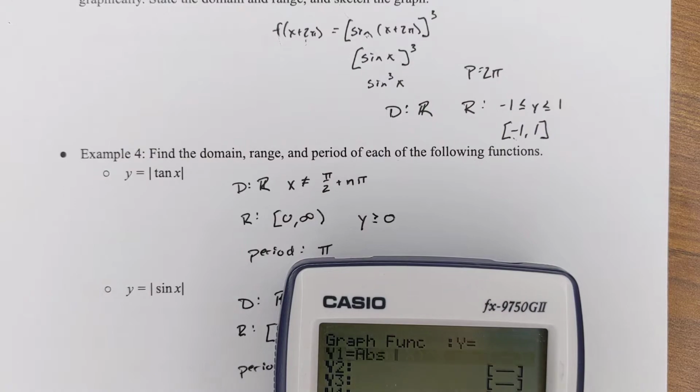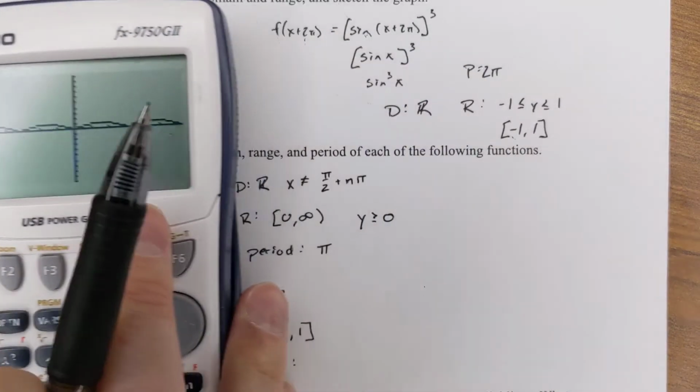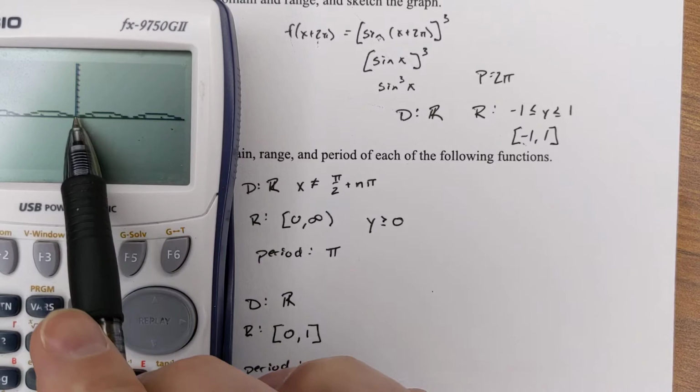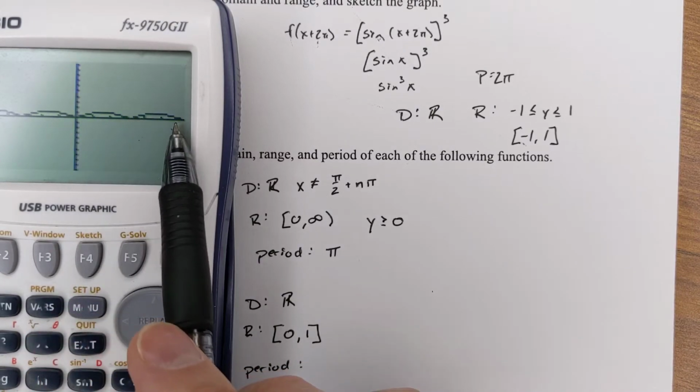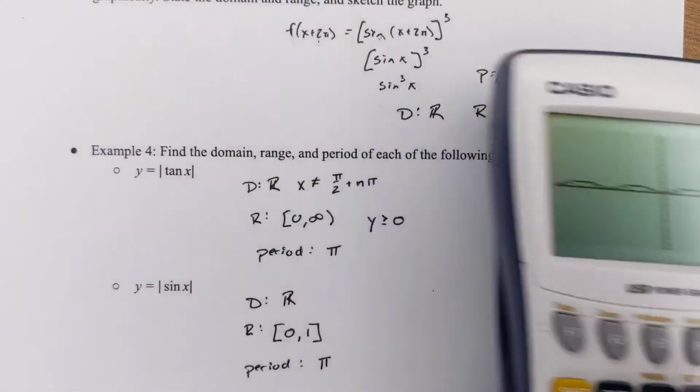Option number, absolute value of the sine of x. So if you notice, once again, this is 2 pi. That's a full 2 pi, so it repeats twice in that unit, which means this period is pi units.